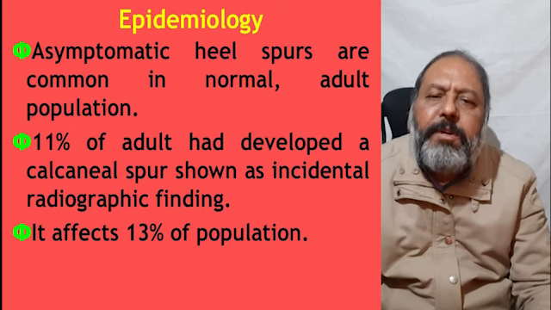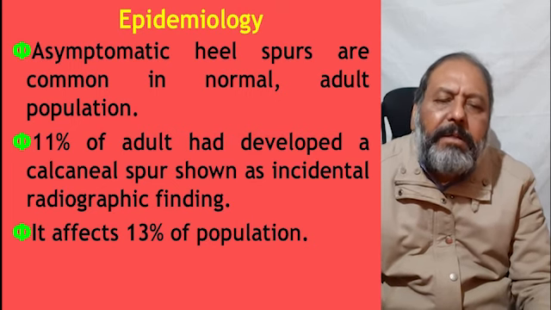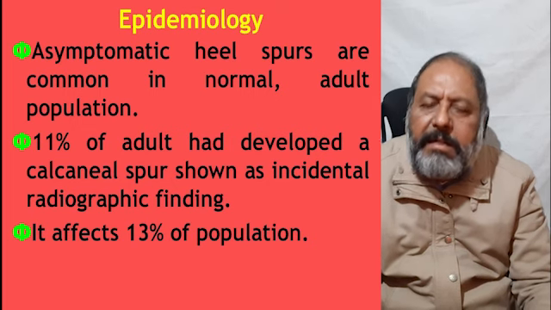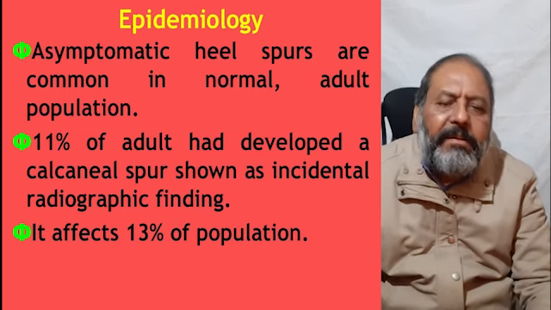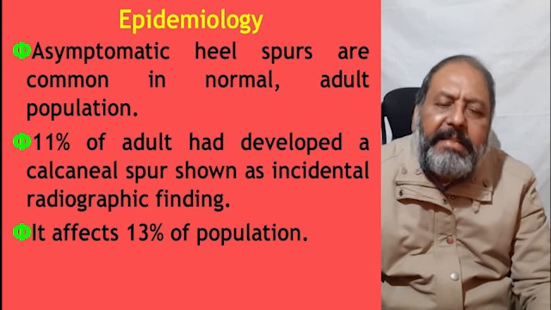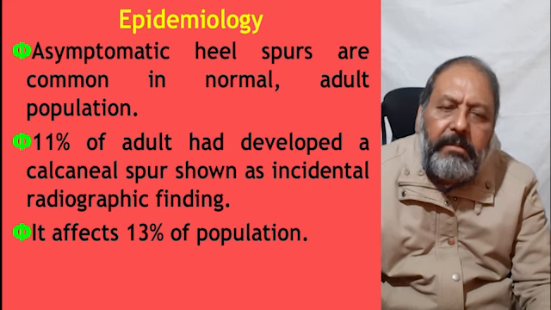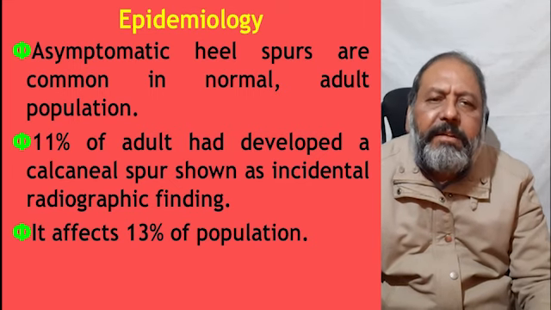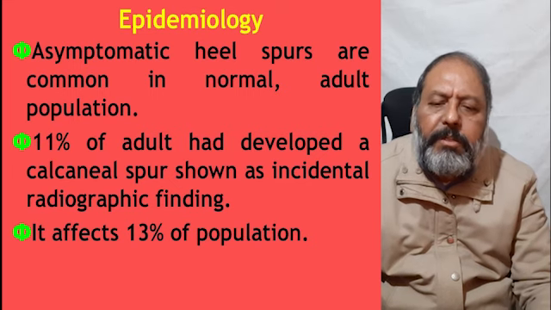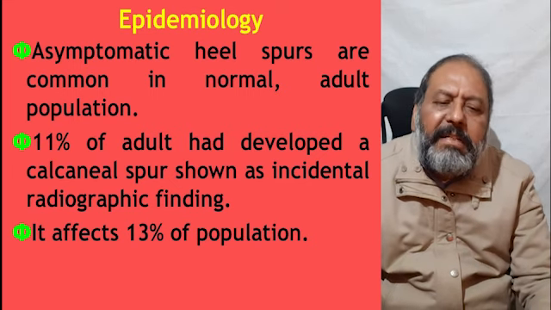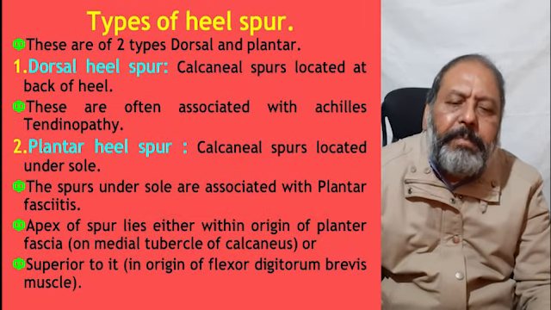Now, epidemiology. Mostly asymptomatic heel spurs are common in the normal adult population, but 11% of the adult population had developed a calcaneal spur showing as an incidental radiographic finding when you get an X-ray for some other reason, and that also shows you the heel spur. It affects about 13% of the population with symptoms and pain.